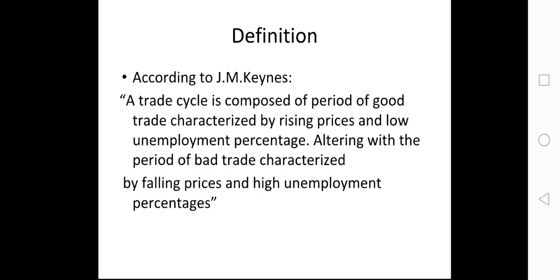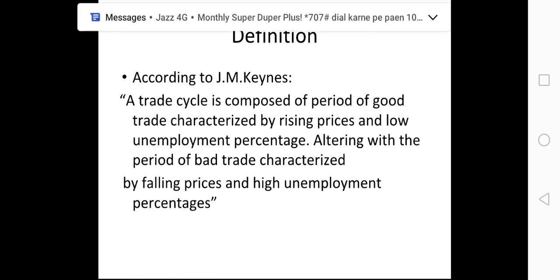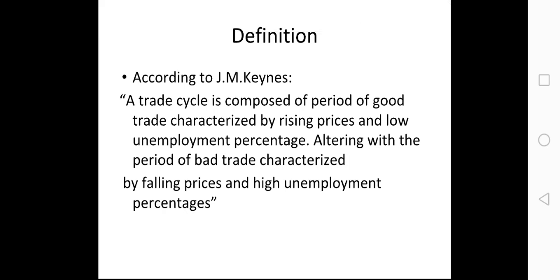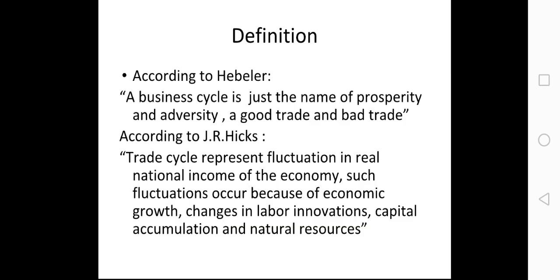There are some specific definitions given by different economists. According to Keynes, a trade cycle is composed of periods of good trade, characterized by rising prices and low unemployment percentage, alternating with periods of bad trade, characterized by falling prices and high unemployment percentage. Another definition is given by Haberler. According to Haberler, a business cycle is just the name for prosperity and adversity, good trade and bad trade.